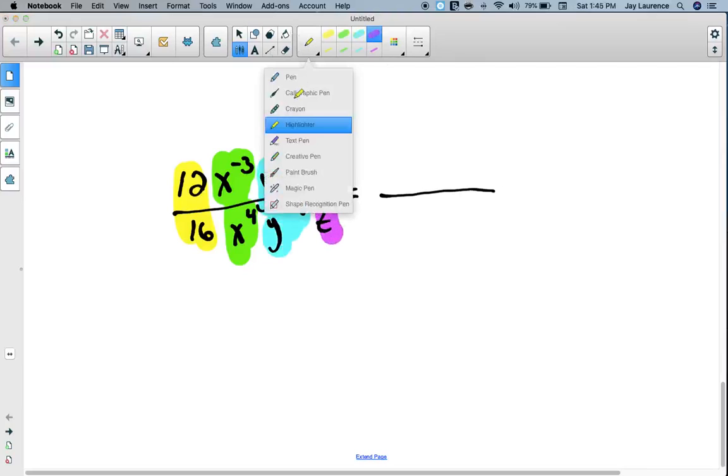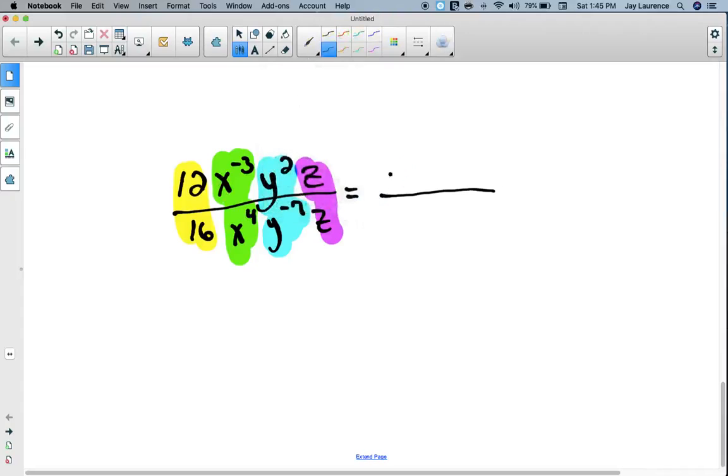Okay, so when I do that, 12/16 is going to be 3/4. How did I do that? I simplified. X to the negative third over x to the 4th. The x to the negative third is going to end up in the denominator like that times x to the 4th. Y squared in the numerator, and this y to the negative 7th is going to end up in the numerator as well. The z's are going to cancel out.